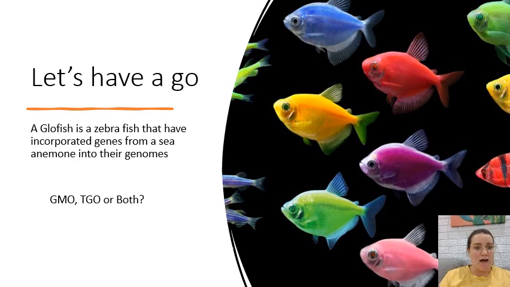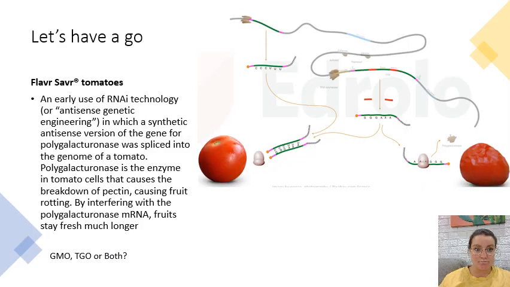So let's have a go at practicing this. So we've got a glowfish. A glowfish is a zebrafish that has incorporated genes from the sea anemone, and it causes them to glow beautiful bright colors. Is that a GMO, a TGO, or both? Excellent. It is both. It's had its genes modified, and that's been modified by adding a gene from a different species into it. So therefore, it's also a TGO, a transgenic organism.